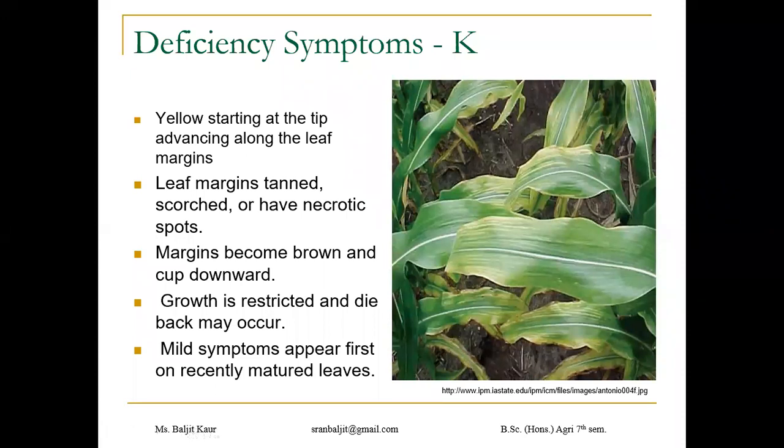There is yellow starting at the tip, advancing along the margins. Firstly it starts from the tip, and then it advances towards the margins of the leaves. Leaf margins are tanned, scratched, or having necrotic spots. Firstly they are tanned, they are scratched, and then they have necrotic spots. Margins become brown and cup downward. Growth is restricted and dieback may occur.